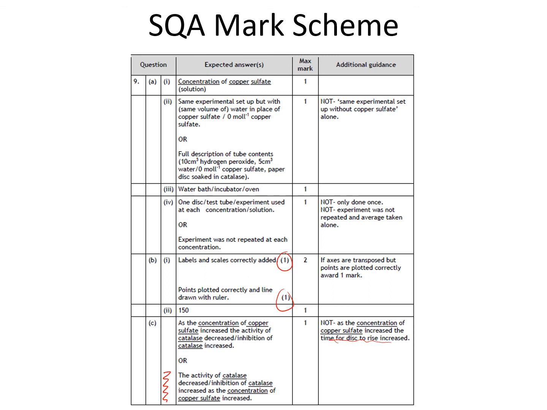They were given other options than water bath. You could say incubator, you could say oven. Water bath is the one that I would expect. Okay, make sure you're happy with it. It's another one down.